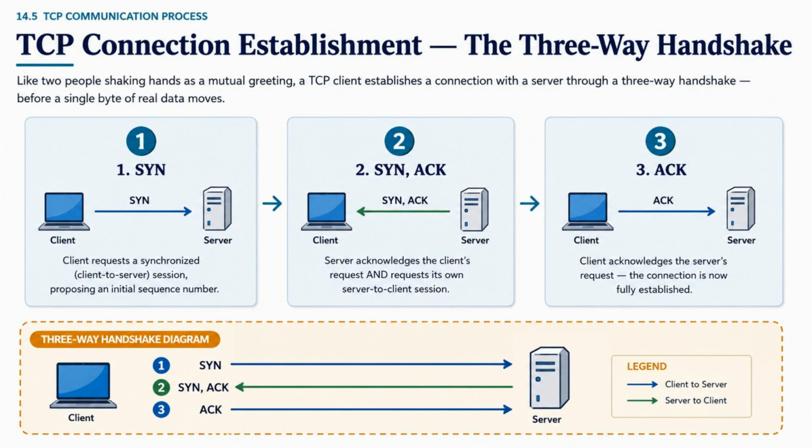The 3-way handshake establishes a TCP connection before any real data moves. Use the human handshake analogy for the mutual greeting concept. 3 steps shown on screen. SYN, client proposes a session and initial sequence number. SYN-ACK, server acknowledges and proposes its own reverse session. ACK, client acknowledges back. Connection now fully established.